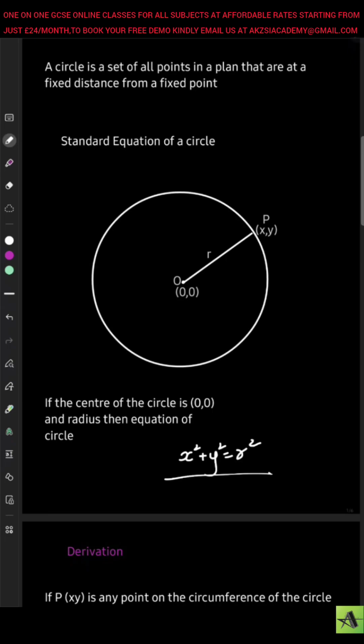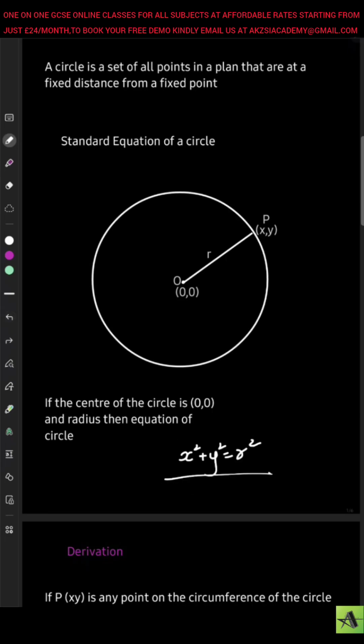The standard equation is x minus h whole squared plus y minus k whole squared equals r squared, where h and k are the center of the circle. But in the GCSEs, I'm not talking about the further maths GCSE, simple maths GCSE, we always take the center as 0, 0. That means this is the only equation that we have to learn about.